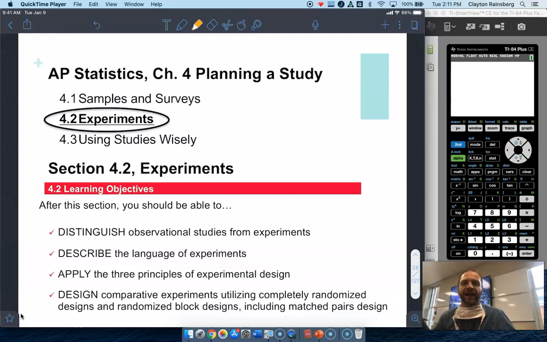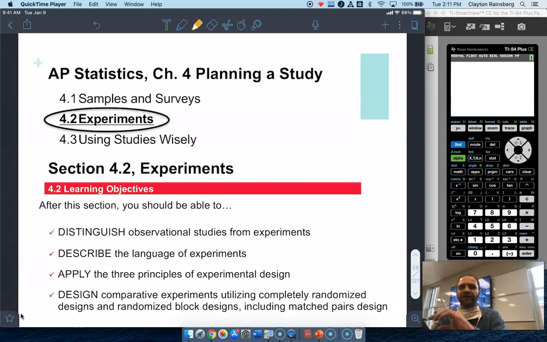We're going to cover parts A and B in this video. What those cover are the first 3 points on your notes. It looks at distinguishing between observational studies and experiments. It looks at describing the language of experiments and the 3 principles of experimental design. And we're going to try and connect these as much as possible forward. So this video should go through slide 12 on your notes packet.